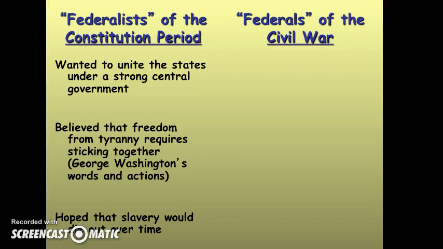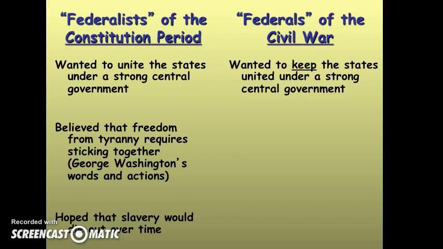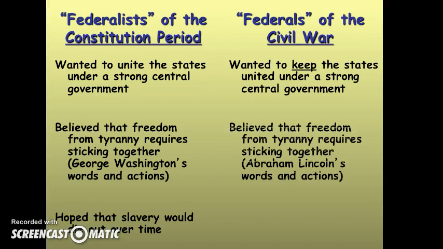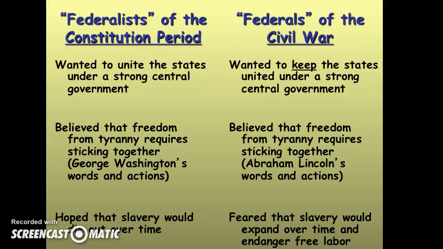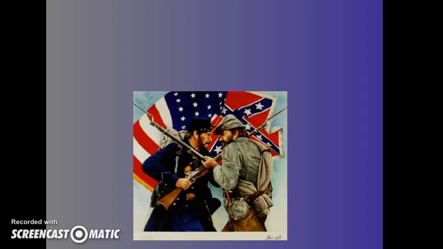And they hoped slavery would die out over time. They were just going to sort of leave it alone if that's what it took to stay together. Well, during the Civil War period, again, trying to keep the states united. Now it's Abraham Lincoln's words and actions, but same idea. If we're going to be free Americans, we have to stick together to stay away from tyranny. And here's the difference, though. These Federals are still concerned about slavery, but they're afraid it's going to expand over time. That's a key difference between them, why they're not letting that issue go, while the Federalists did.